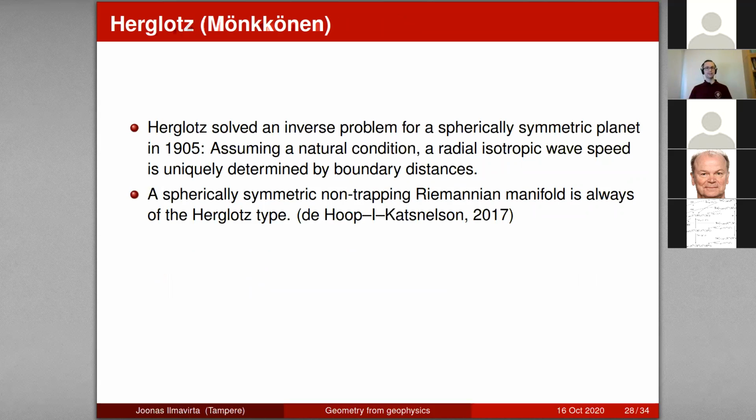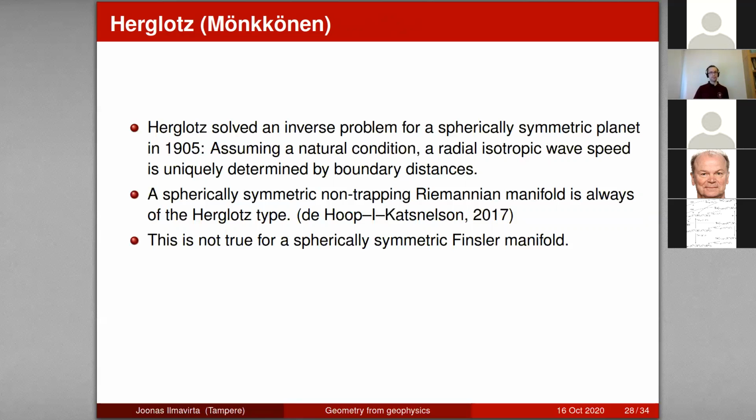And if you have a spherically symmetric non-trapping Riemannian manifold, so whatever that might mean, but anyway, some kind of a natural family of Riemannian metrics, then it is always of this good type of Herglotz. But if you have a Finsler manifold, that is, if you have a less symmetric physical model, then this is not true anymore. And we know that the materials within our planet are not fully isotropic, so this Finsler description is actually needed to get a good description of what goes on.